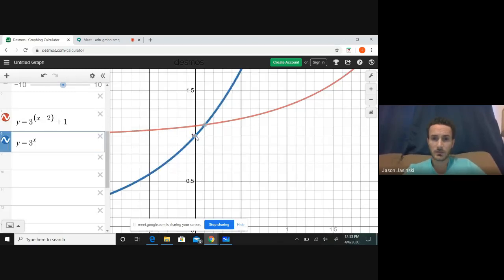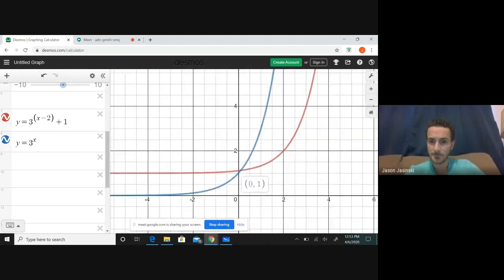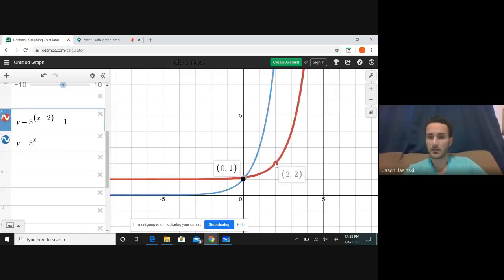So this would be up 1. Let me just adjust the scale to make it easier to see. If this is at 1 here, and we shift it up 1 and then 2 units to the right, it's very evident that the shift worked out. All right, so that would be 2, 2. Let's talk about how to make this with a table of values.